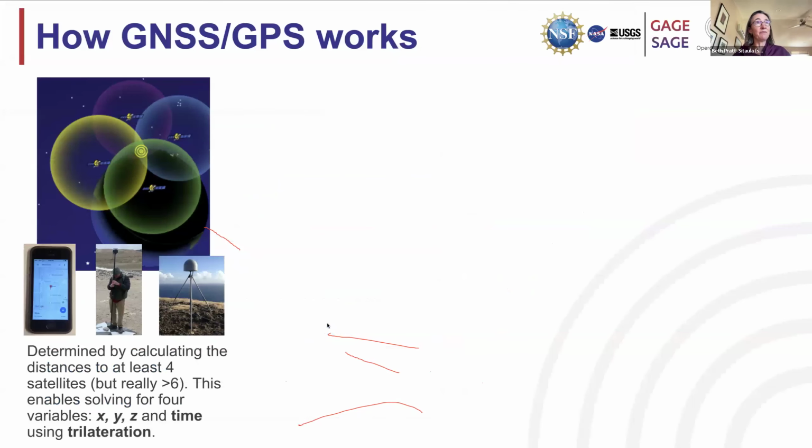So how does this work more exactly? The GPS works by having 4 or more satellites, and it's the time delay between the satellite and when it is received by a phone, by a survey instrument, by a high grade permanent station. And it is these 4 satellite signals, but really it's better to have more than 6, that enable you to solve for the 4 variables, which would be your XYZ position and time, because your clock's not quite as good.